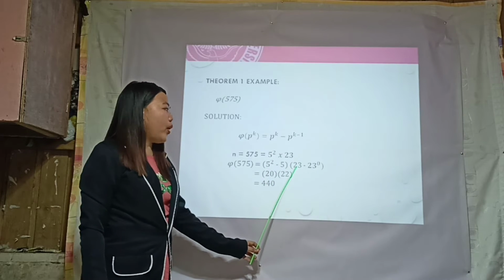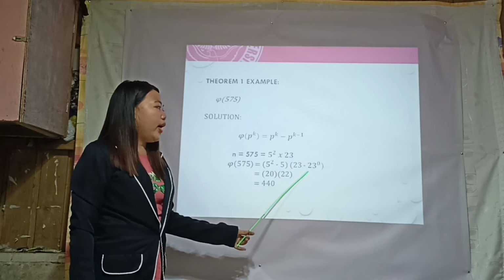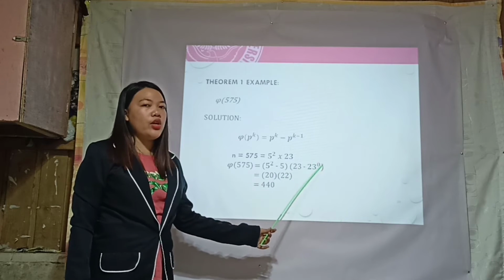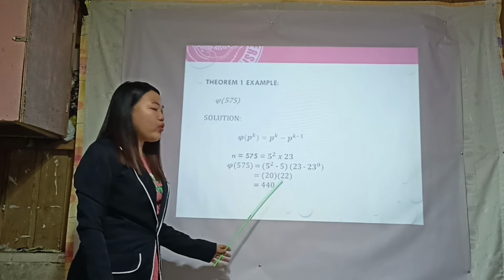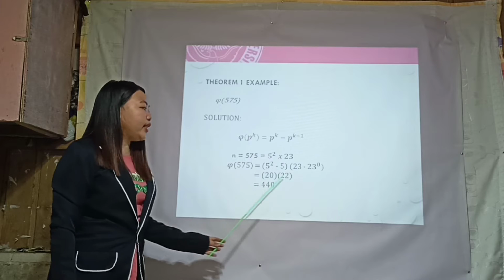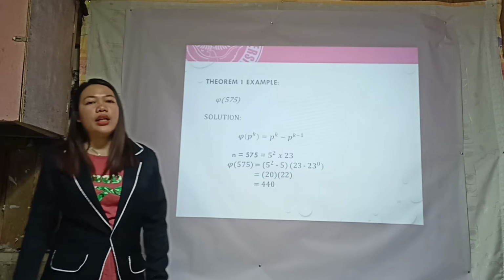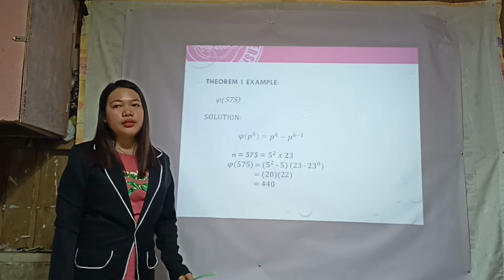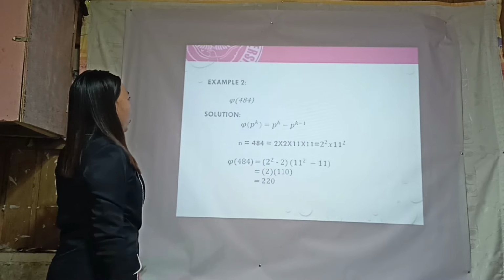Then 23 minus 1, because a number raised to the power of 0 is equal to 1, so 23 minus 1 is equal to 22. So 20 times 22 is equal to 440. So, do you have any question? Okay, none. Let's proceed to another example.